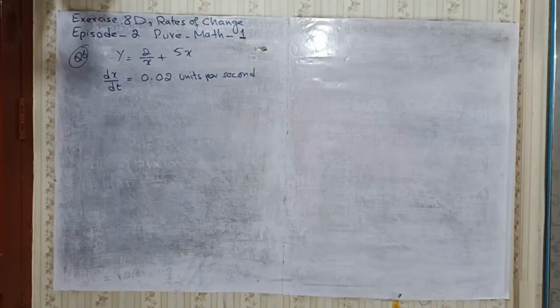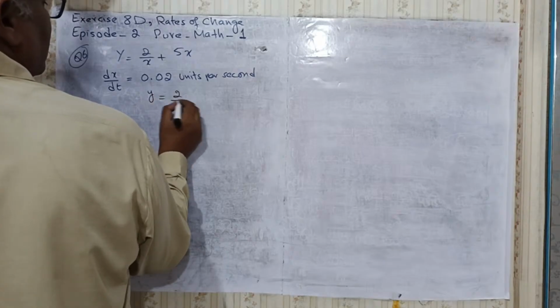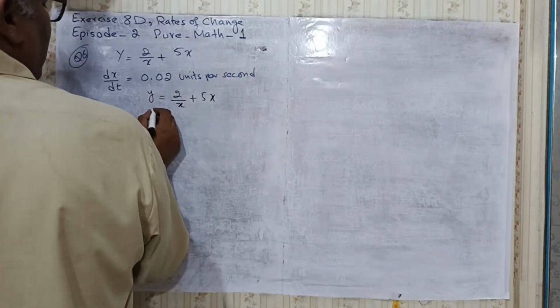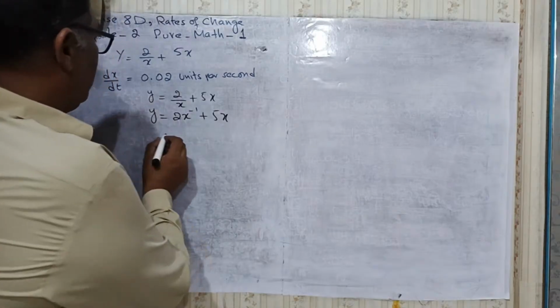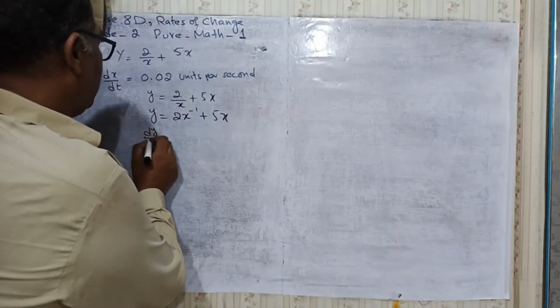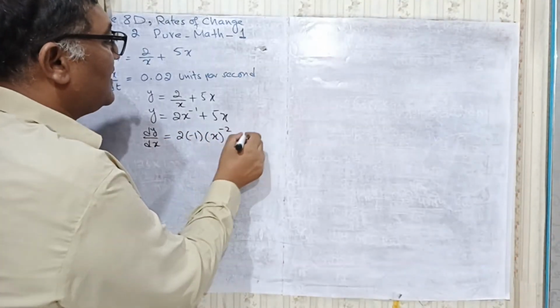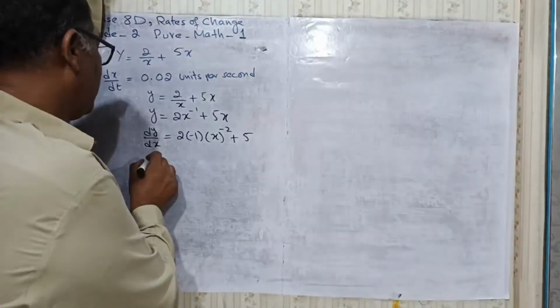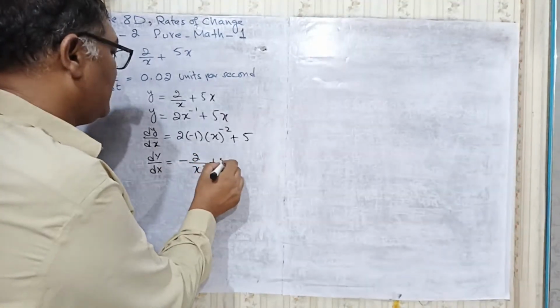Now I will take y and find its derivative. So dy by dx, where y is equal to 2 divided by x plus 5x. The friendly form will be 2 into x raised to power minus 1 plus 5x. So dy by dx will be equal to 2 into minus 1 into x raised to power minus 2 plus 5. We have taken the derivative. So dy by dx will be equal to minus 2 divided by x square plus 5.